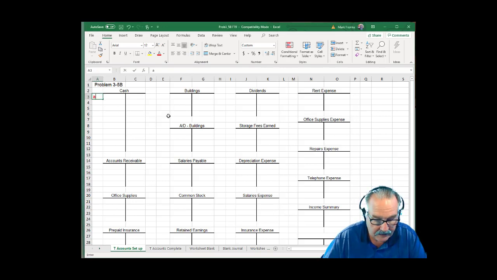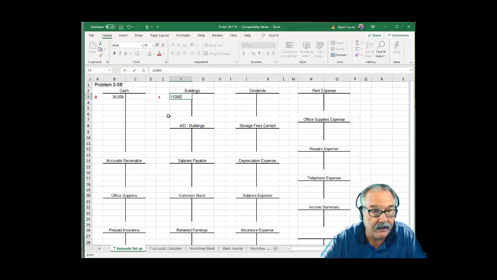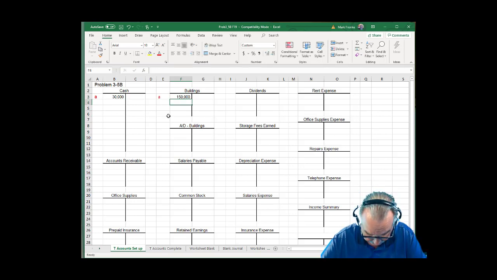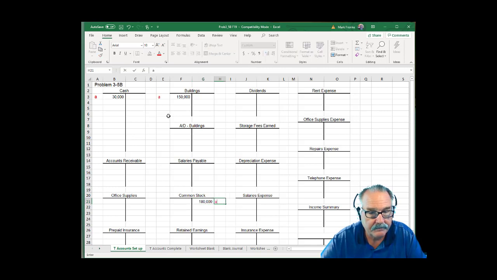Transaction A is when they capitalized the company, $30,000 in cash and $150,000 in a building in exchange for common stock. So we're going to debit the buildings, we're going to debit cash, and we're going to credit common stock for $180,000. And we'll label that transaction A.